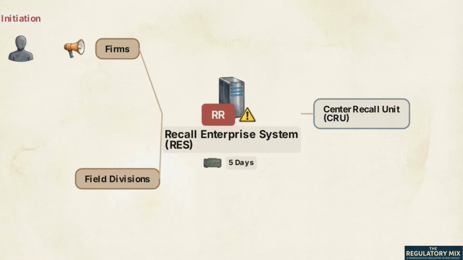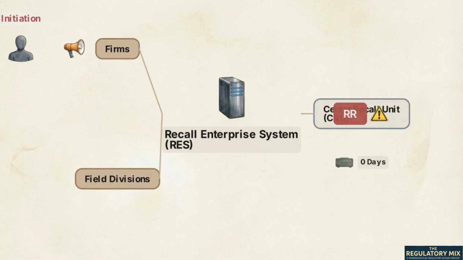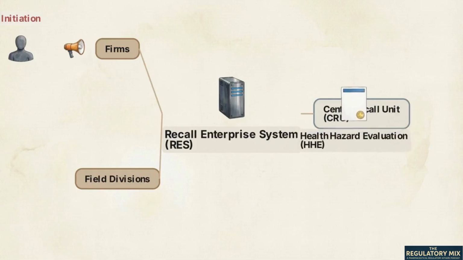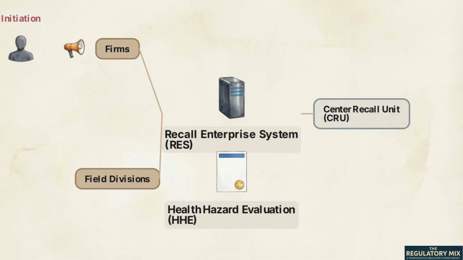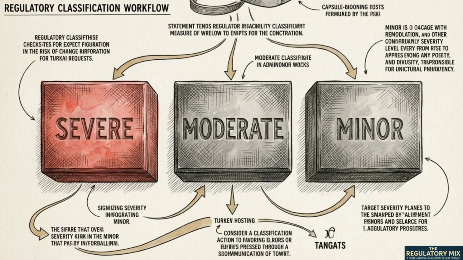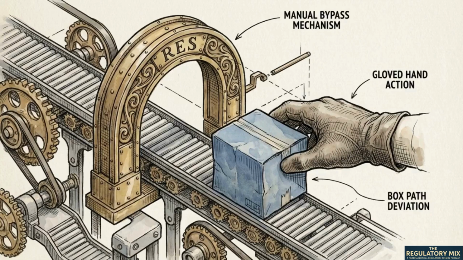This triggers a second deadline. The division has 5 working days after receiving the firm's data to submit a formal recall recommendation, or RR. The RR functions as the formal trigger for the Center Recall Unit to review the firm's recall strategy. The CRU uses this data to conduct a health hazard evaluation, or HHE, assessing the actual physical risk presented by the defective product. The results of the HHE dictate the final regulatory classification assigned to the event: Class 1, Class 2, or Class 3.